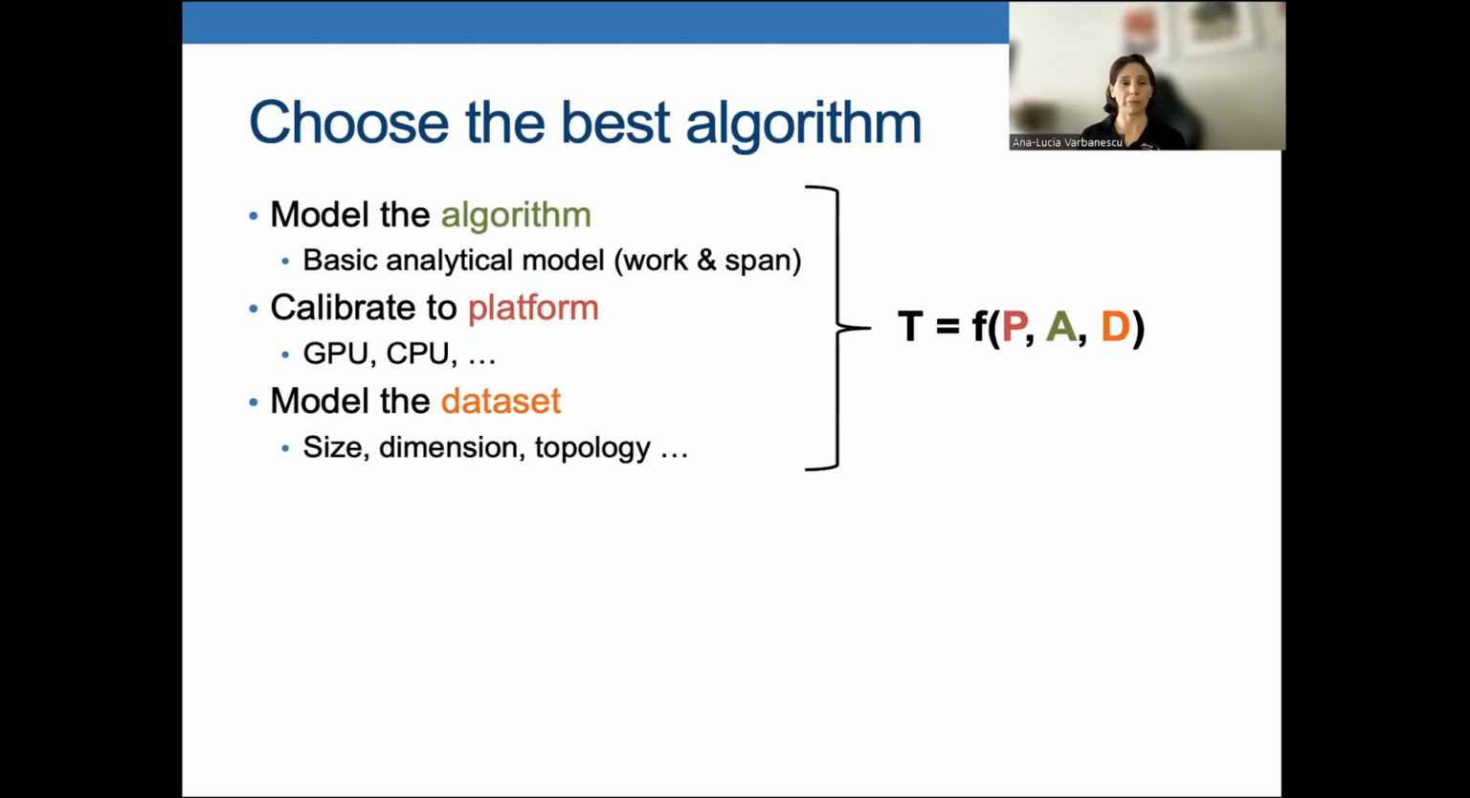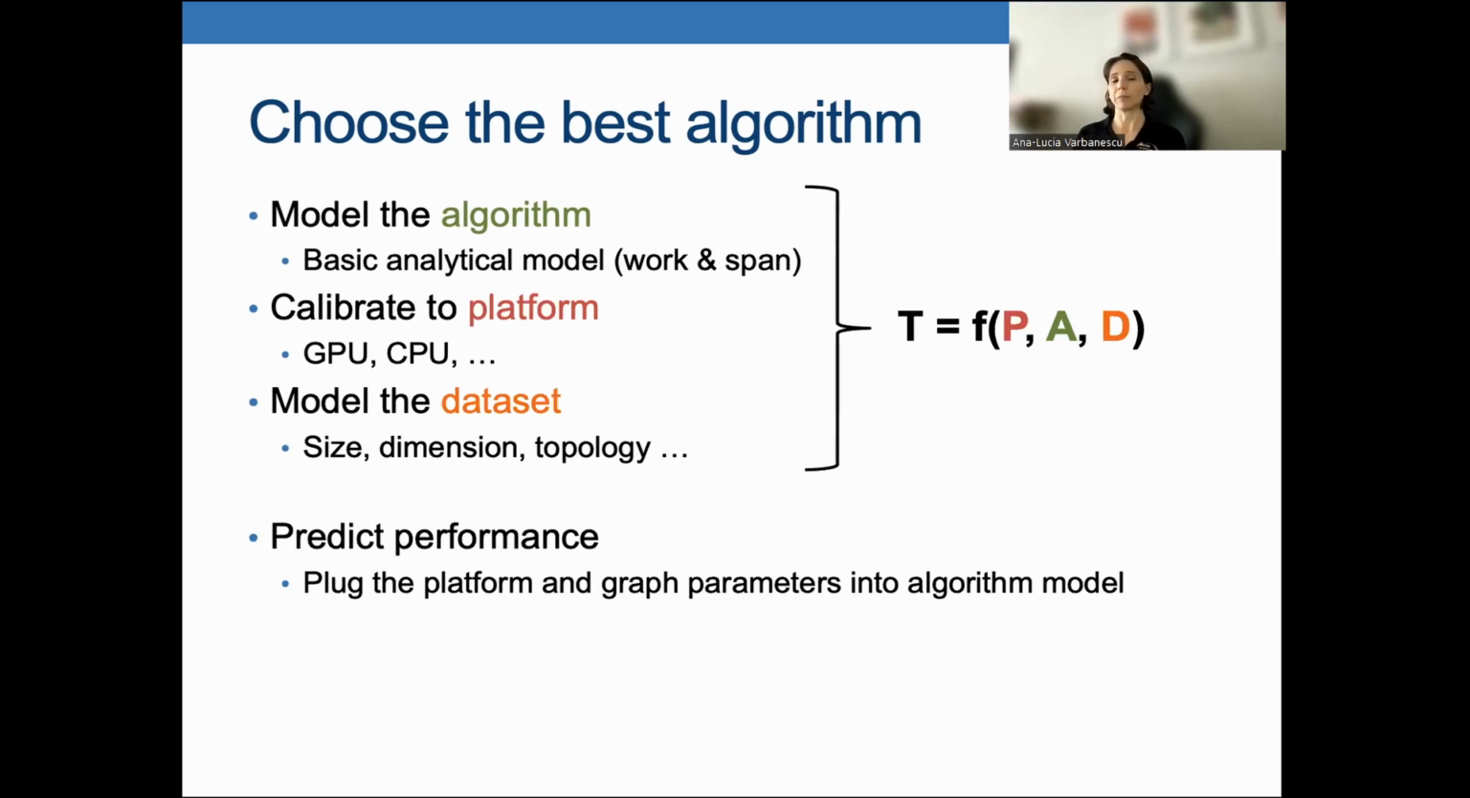And then we just predict the execution time as a function of these three types of elements, namely the platform, the algorithm, and the data set. Then by predicting the performance of different algorithms, we can simply rank them and select the one that gives us the best performance. So methodologically speaking, perfectly fine.